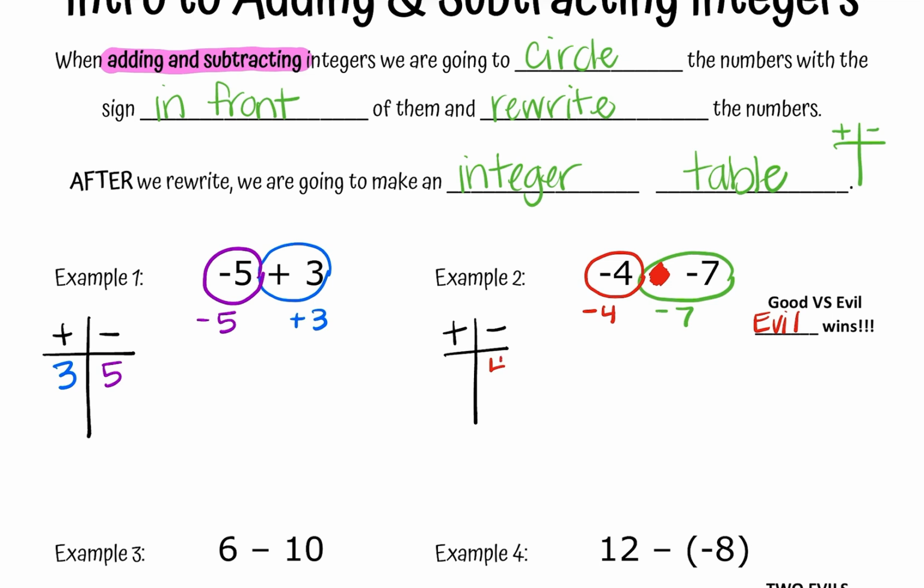So they are both gonna live on the negative side of my integer table. And again, that's our last step for today. We will learn how to finish solving in the next couple of days. All right, so today we're focusing on circling, rewriting, and making our table.